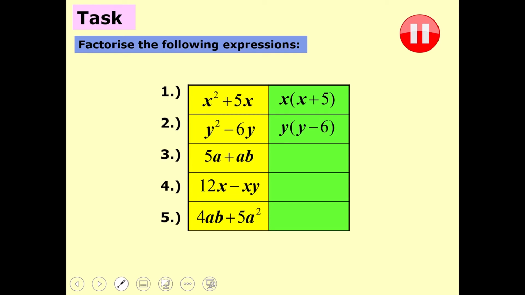Question 3, 5a plus ab. You should have a bracket 5 plus b. Question 4, 12x subtract xy. So you're going to have x bracket 12 subtract y.